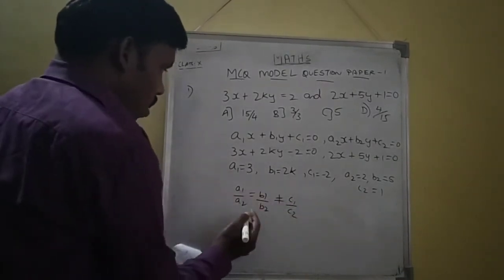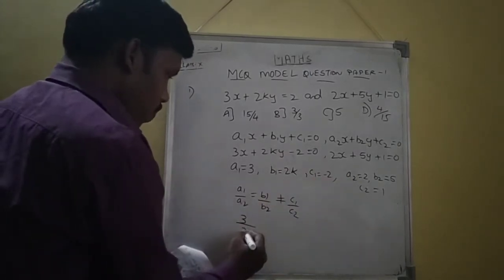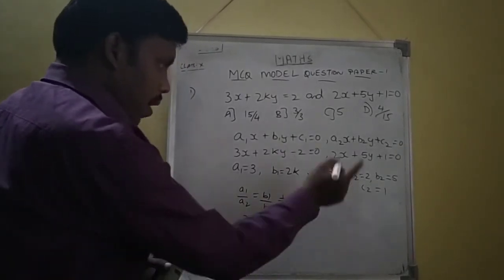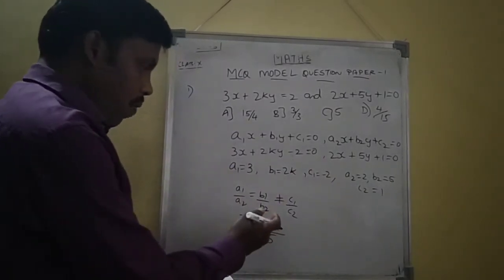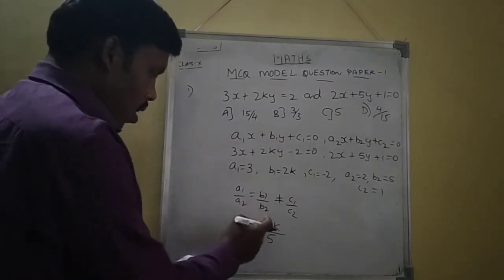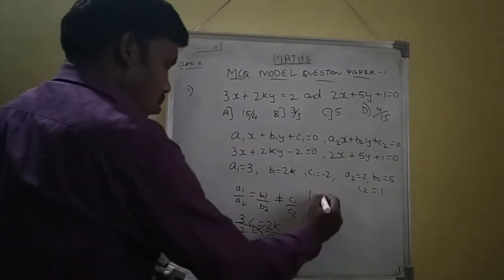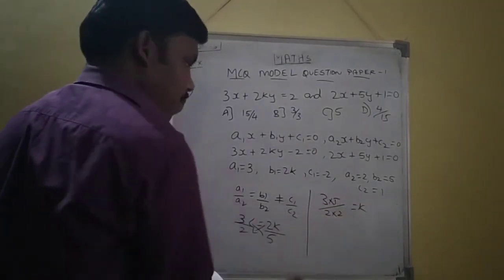So b is enough. Here a1 is 3, a2 is 2, b1 is 2k, and b2 is 5. So we want the value of k, so we will cross multiply the other terms. So 5 will go here and 2 will come here. Cross multiply: 3 into 5 divided by 2 into 2 is equal to k.